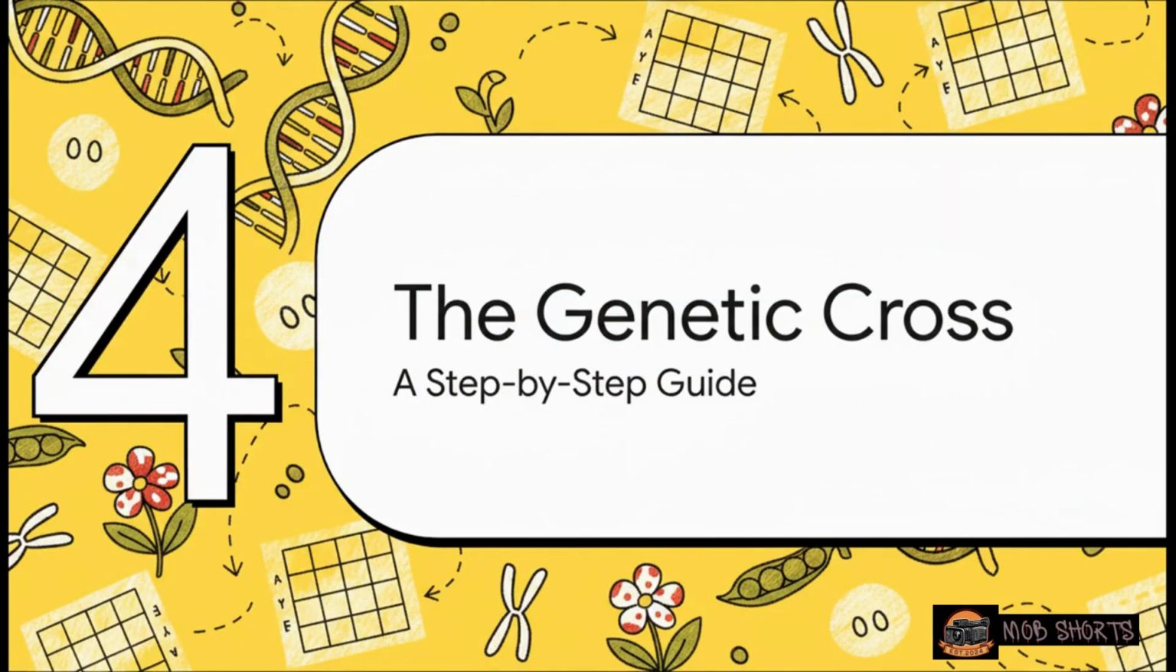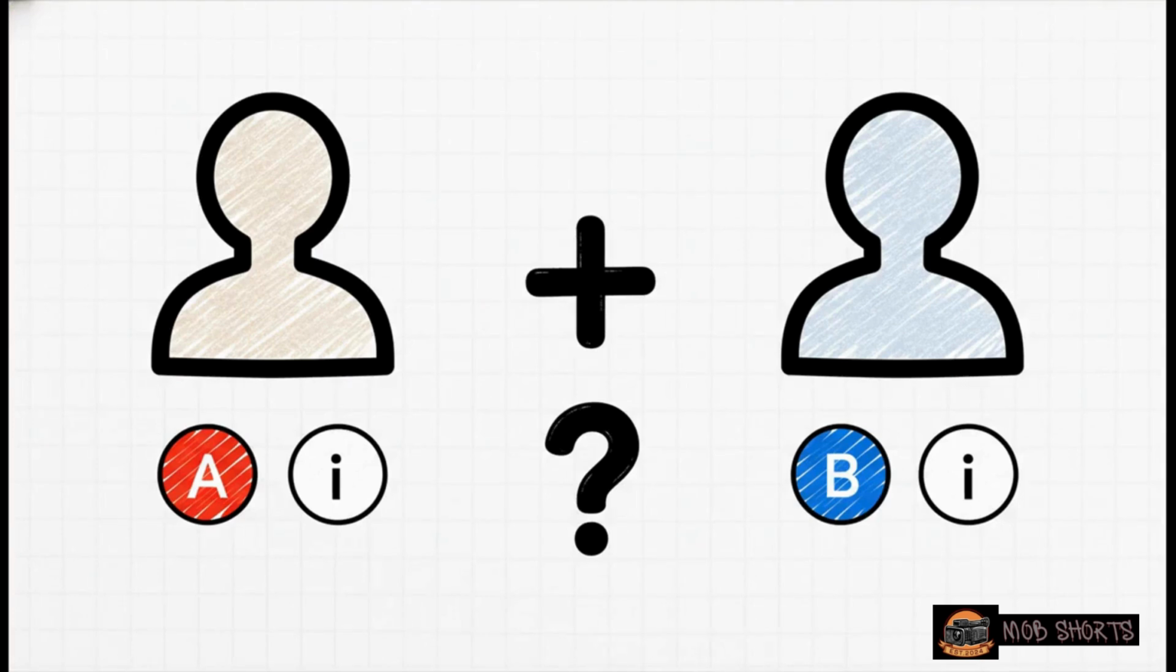Okay, enough theory. Let's get our hands dirty and actually put this into practice. We're going to walk through a typical genetic cross problem, step by step, exactly how you should do it in an exam. So here's our problem. We've got a person with blood group A, but their genotype is heterozygous. That's IA, little i. And they have a child with a person who has blood group B, also heterozygous, so IB, little i. The question is, what are all the possible blood types their kids could have?